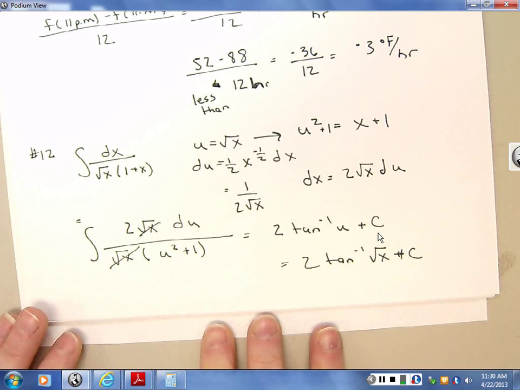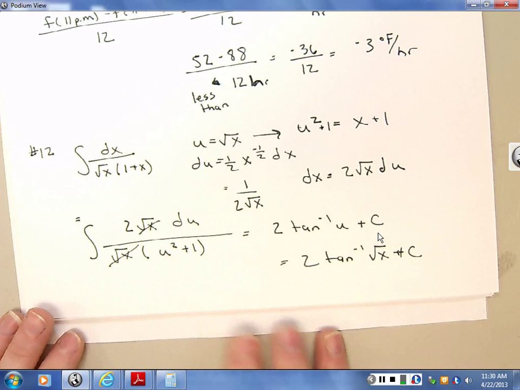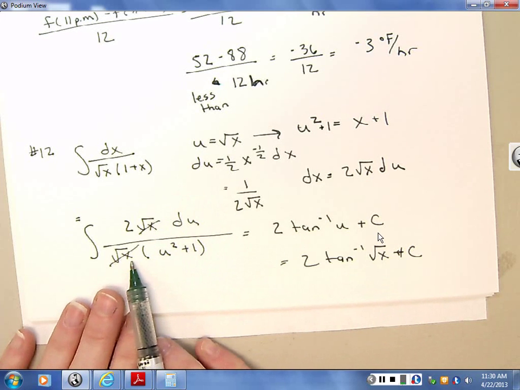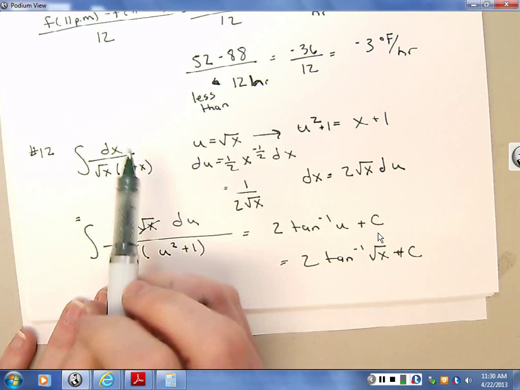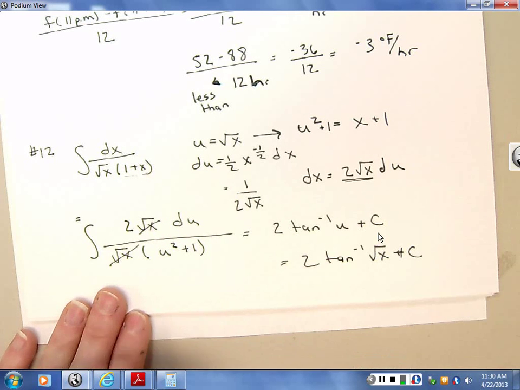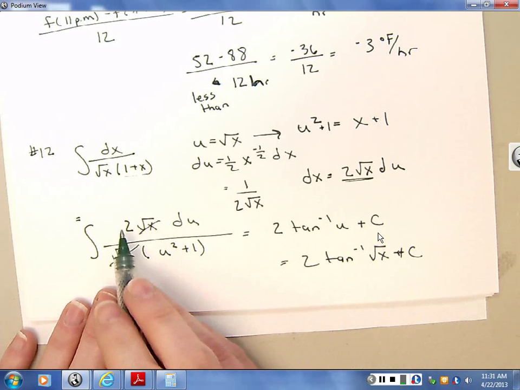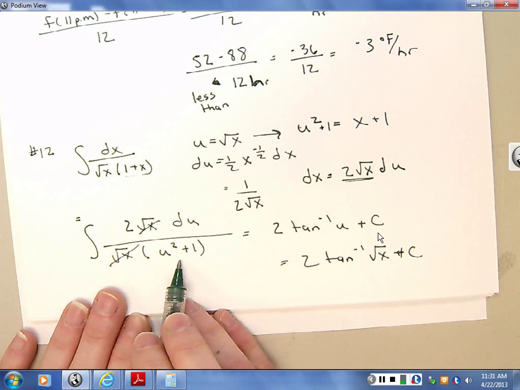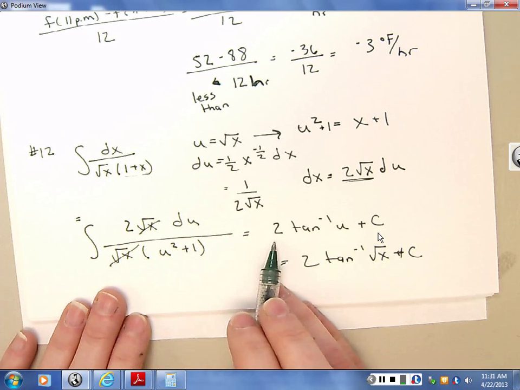Right? So this is the less apparent one. I can't just substitute u for the square root of x here, because then I would have no way to cancel this 2 square root of x. So I need to leave that as 2 square root of x du. I need to leave this as dx to cancel it. I don't want to change it to u. But doing that gives me a way to write this to get tangent inverse, to get the answer there.